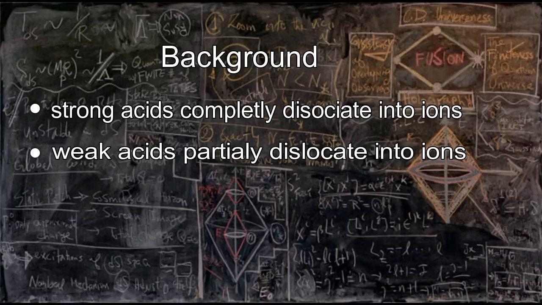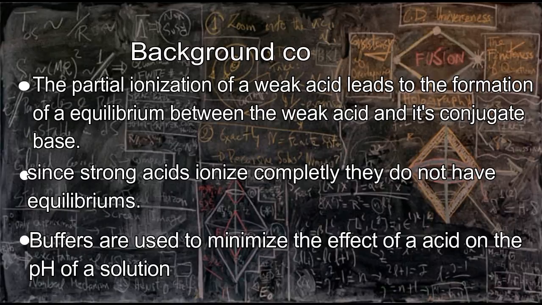Strong acids will dissociate completely into ions, while weak acids only partially ionize. The partial ionization of weak acids leads to the formation of an equilibrium between the weak acid and its conjugate base. Since strong acids completely ionize, they do not form equilibriums.